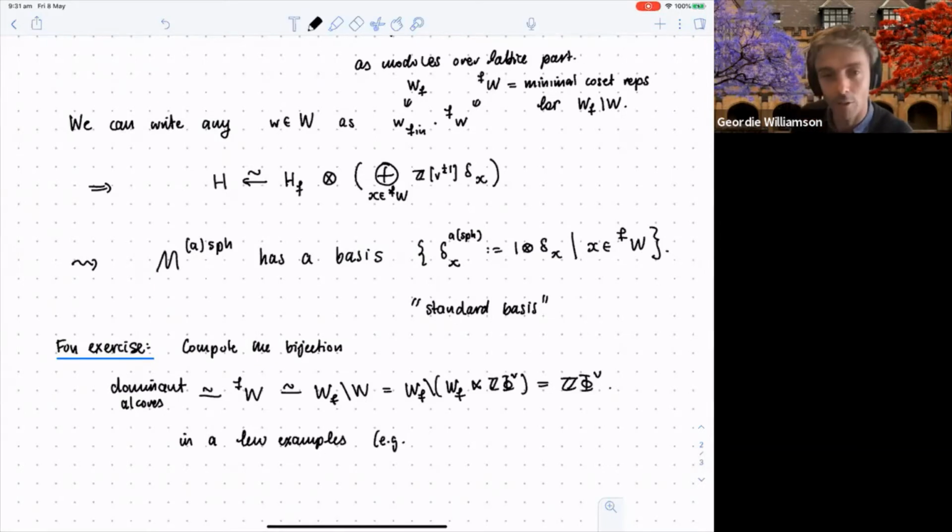So this bijection is rather amusing. So for example, for SL2, this says that dominant alcoves, so this means natural numbers, are in bijection with Z in some way, which is maybe not so surprising, but still not entirely trivial. For SL3, it tells you that dominant alcoves are in bijection with the root lattice of SL3. And what does this bijection look like? So for every alcove, you can write an element of the root lattice inside it. And how do you do so?